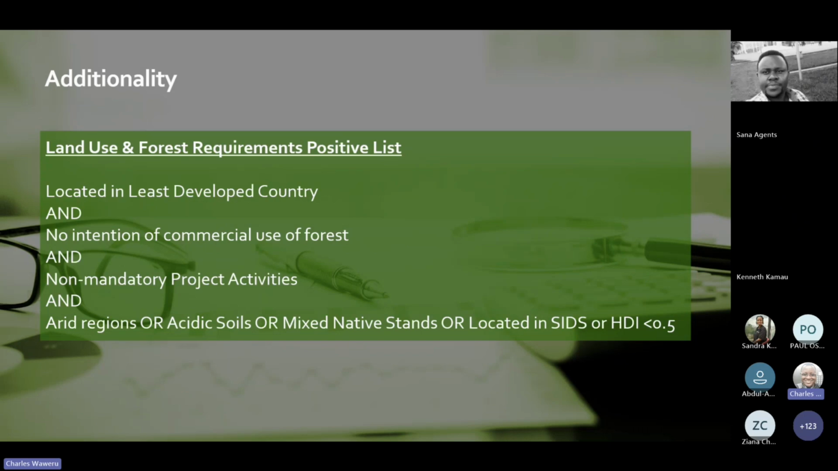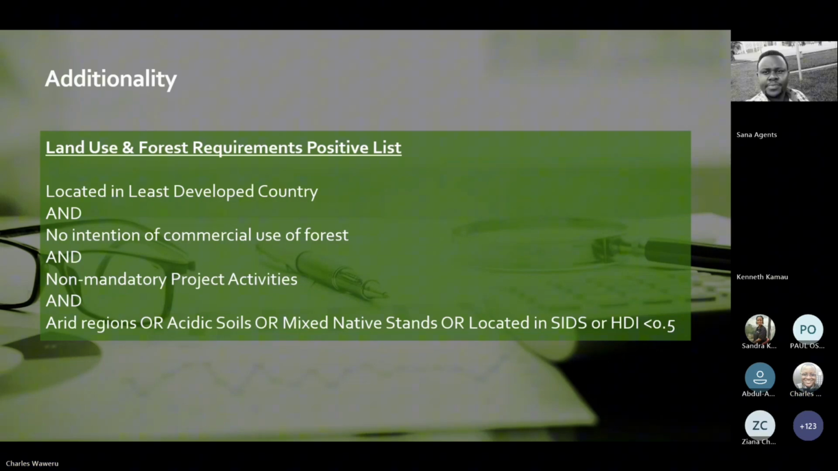If you cannot meet that, then the third option is the project activity is not mandatory by any law or regulation of the host country. You must meet at least one of them, one of those mandatory requirements, for you to be deemed additional if you're to go with the LUF requirements approach.